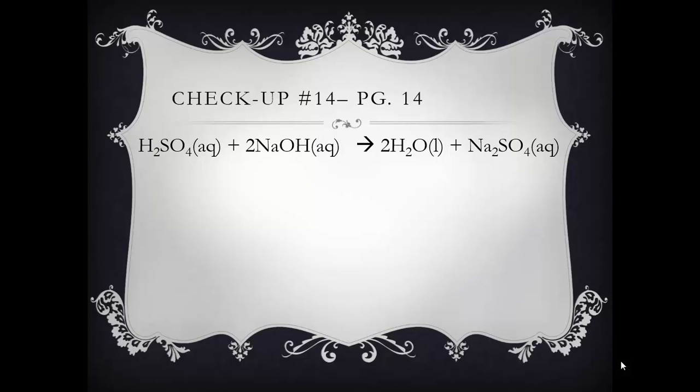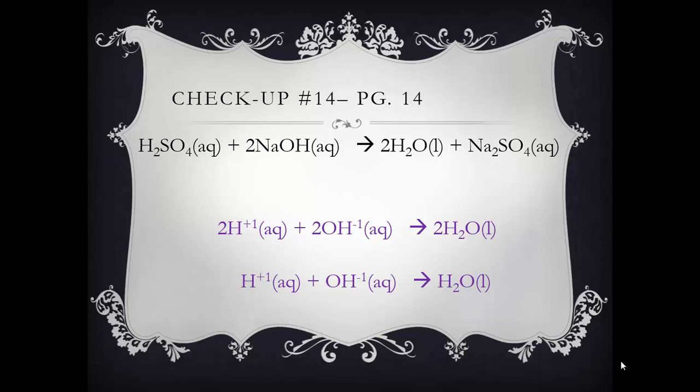Check out number 14. So you want to make sure you do this practice one. You break apart all the aqueous. So H2SO4 gets broken apart, NaOH gets broken apart, and so does Na2SO4. And you should come out to be the answer of making water. 2H+ plus 2OH- yields 2 waters. That can be reduced to H+ plus OH- yields H2O, because everything is just 2 in coefficients.